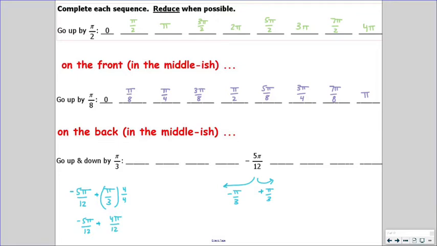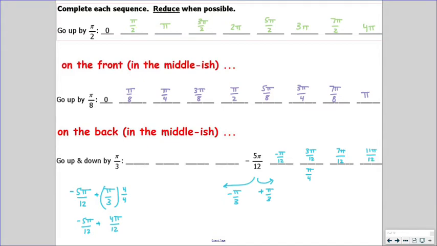So here we go. Let's do it. Negative 5 pi over 12 plus 4 pi over 12, that's just negative pi over 12. Then I'm going to add another 4 pi over 12 to get to 3 pi over 12. But this time I've got to simplify. That's pi over 4. Okay, add another 4 pi over 12. That gets us to 7 pi over 12. Add another 4 pi over 12. We're at 11 pi over 12. And that's as far as we can go to the right.